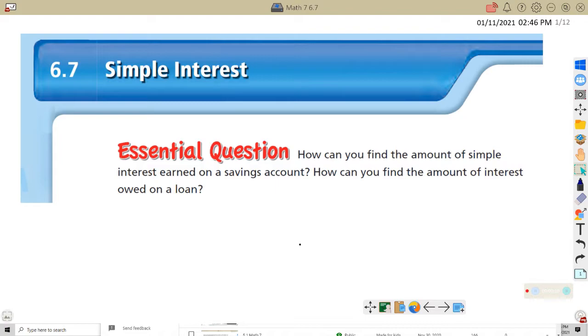The word is simple. The word simple is right in the title. I'm sure you're looking forward to this. The essential question: how can you find the amount of simple interest earned on savings accounts, and how can you find the amount of interest owed on a loan?